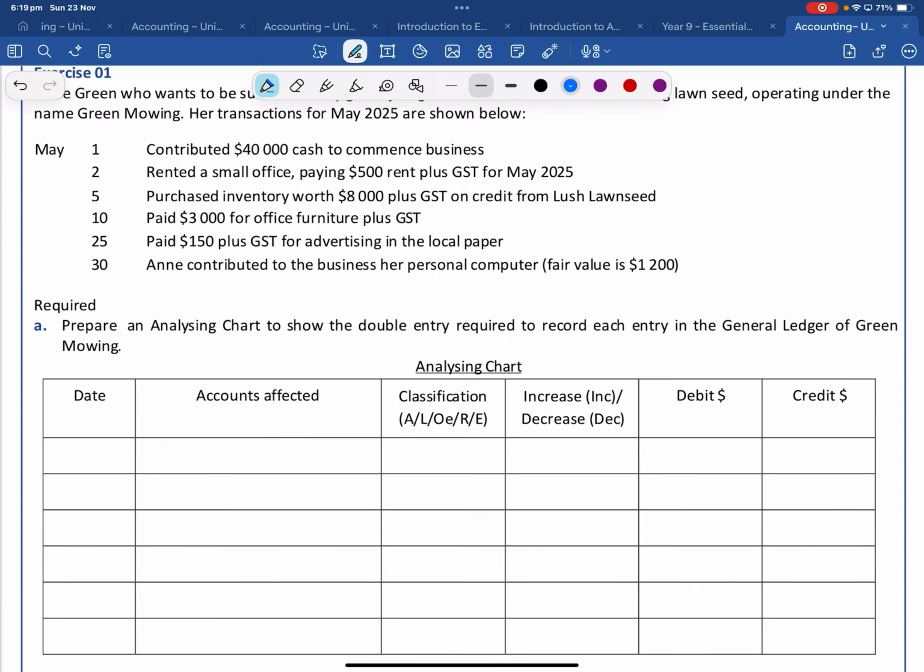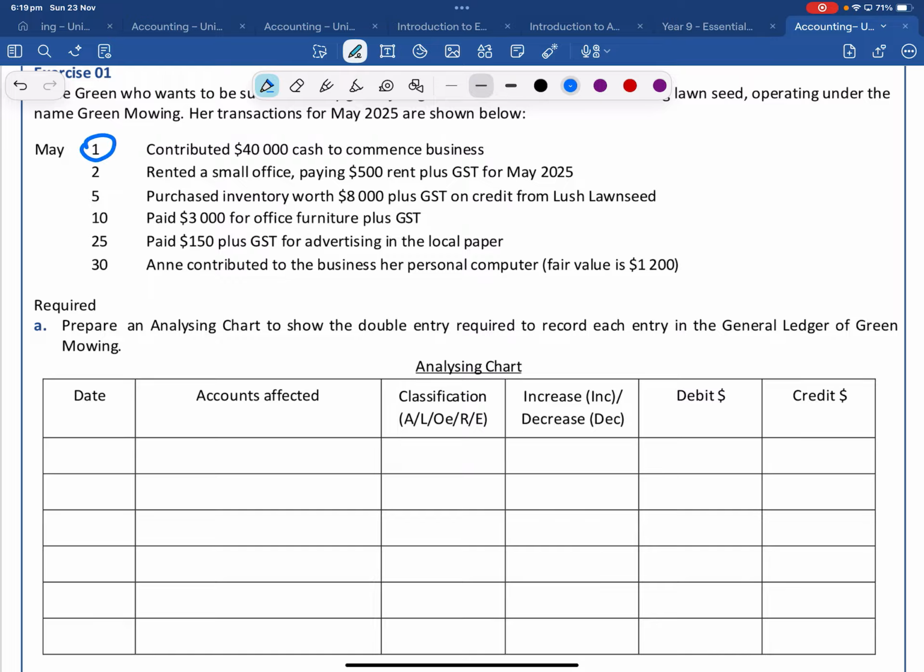Firstly, in every question, you have to figure out what items have been affected. For example, in the first one, what items have been affected? Yes, cash and capital. Then you have to figure out what has happened to them, whether it increases or decreases. What happens to the cash? Increase. Everyone agrees with increase? Because some students say decrease.